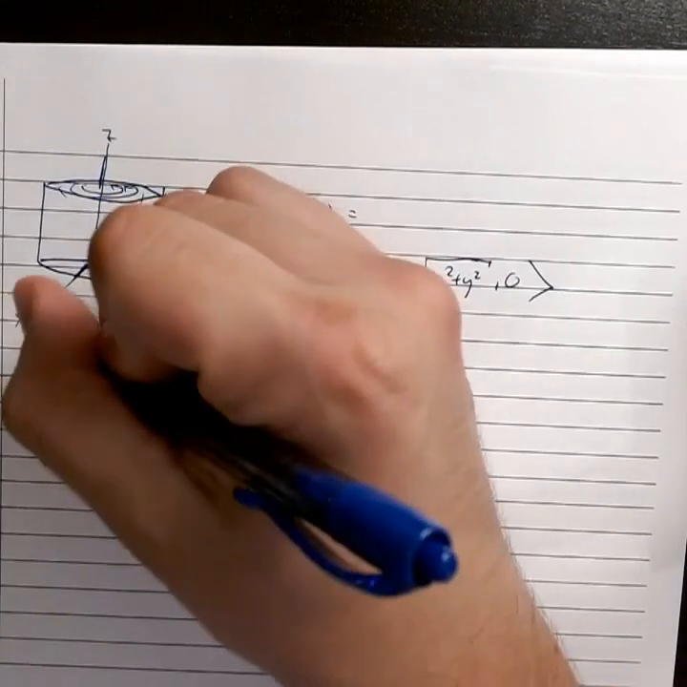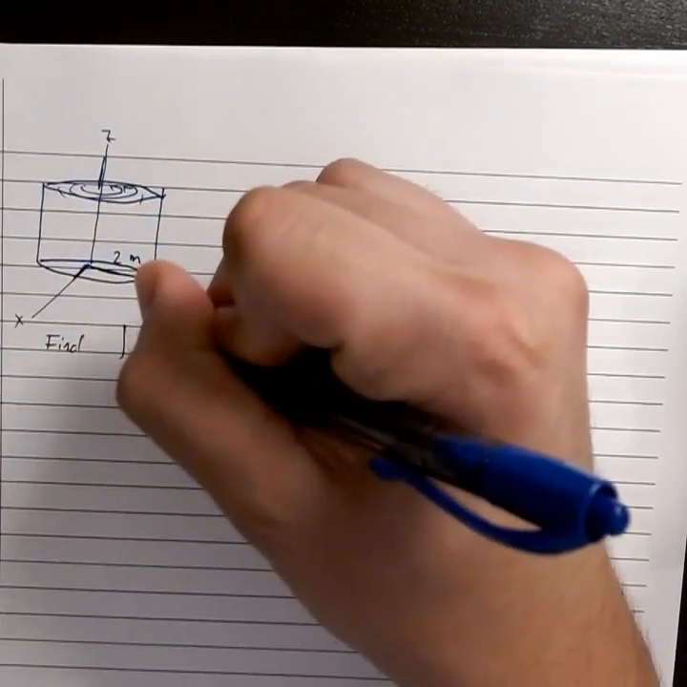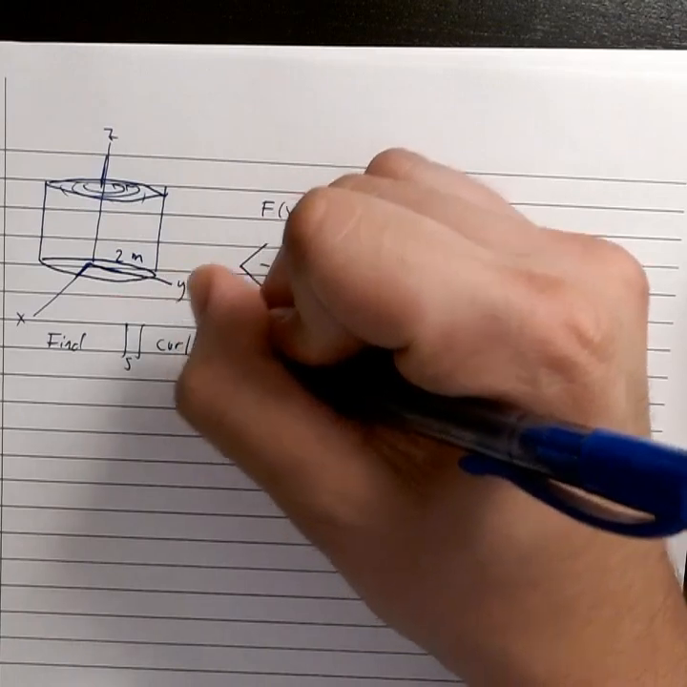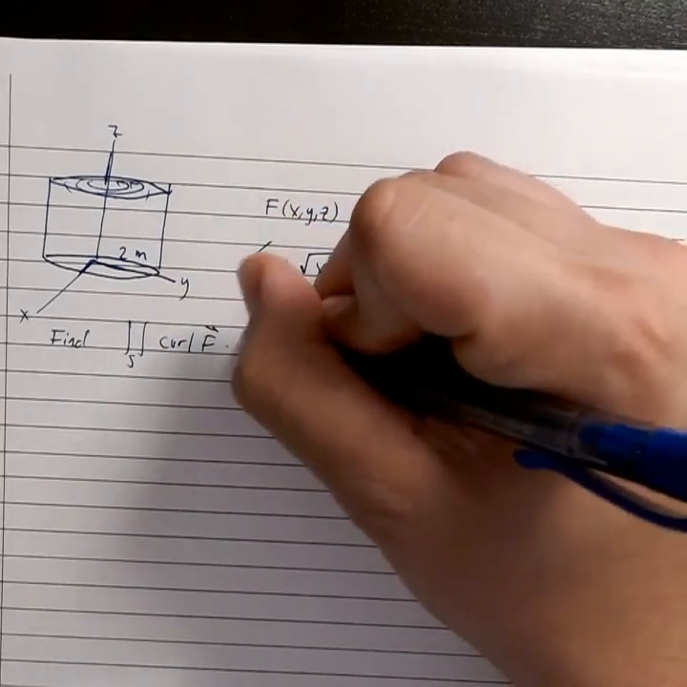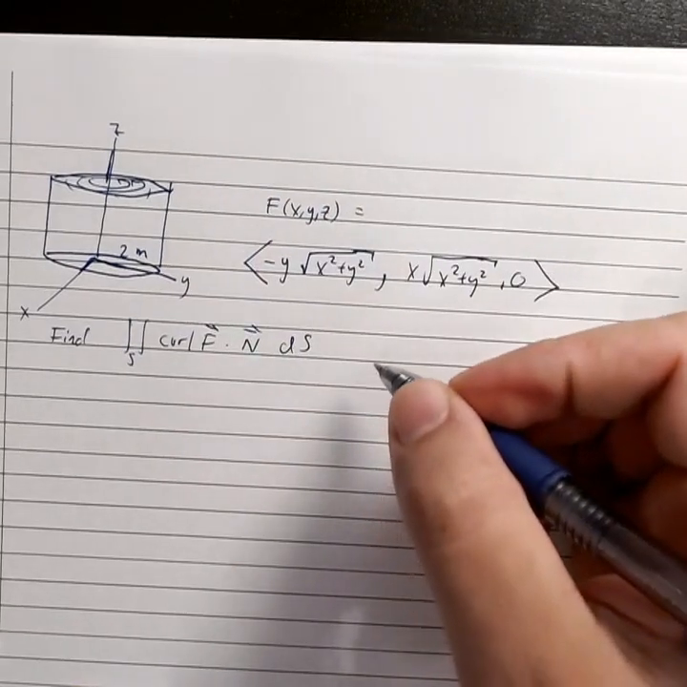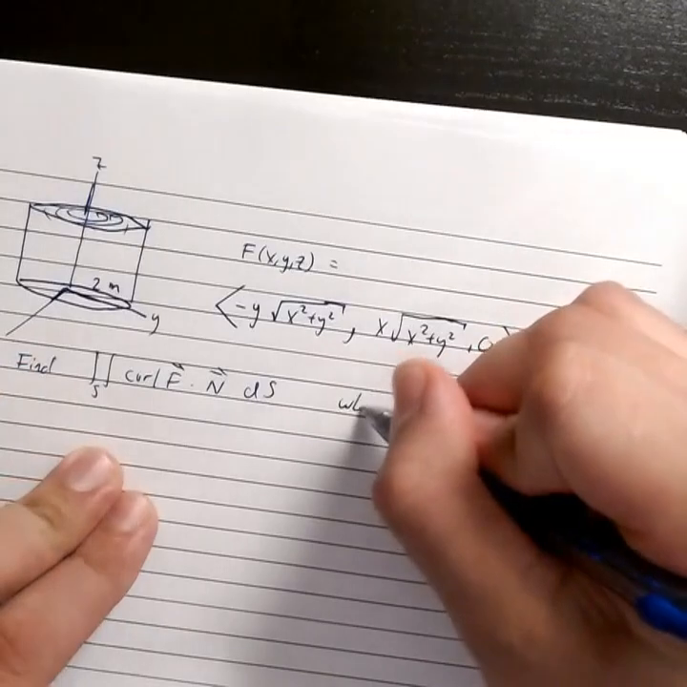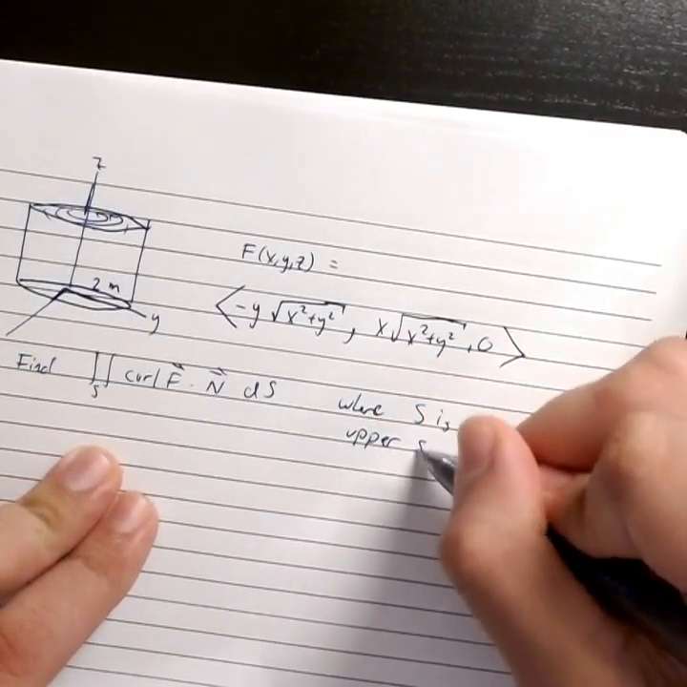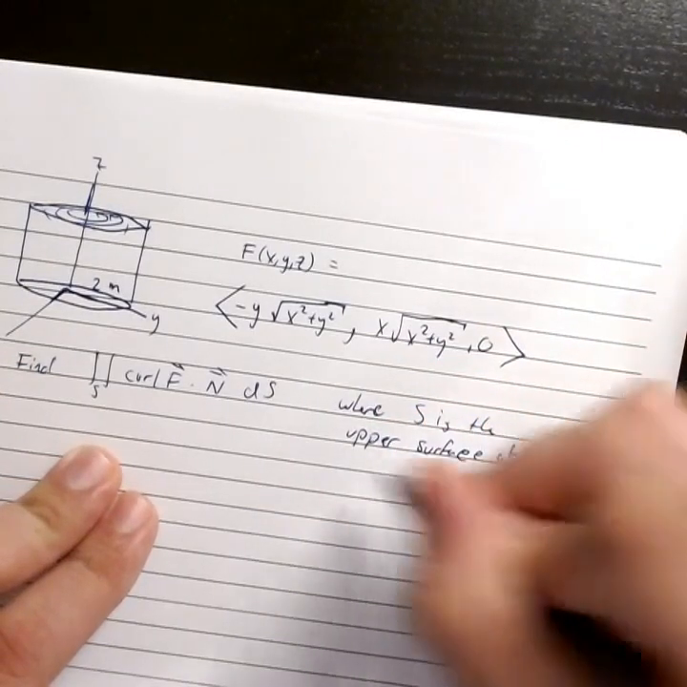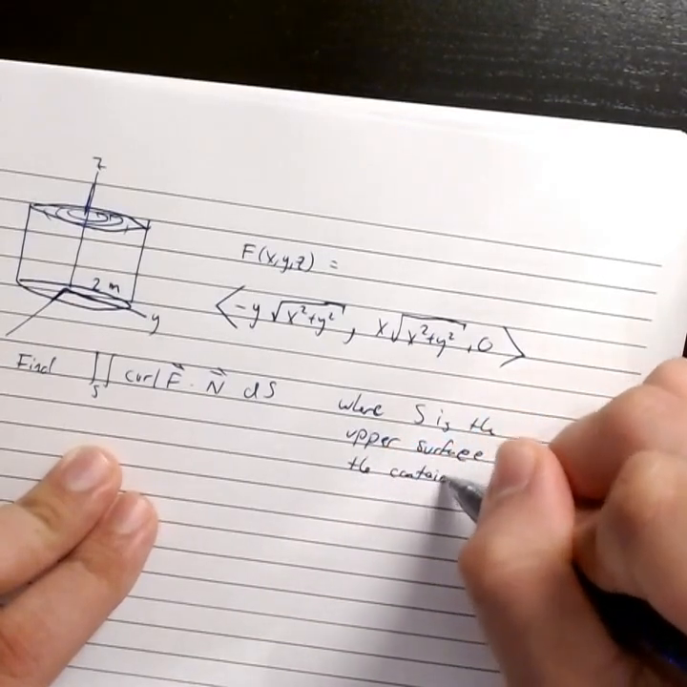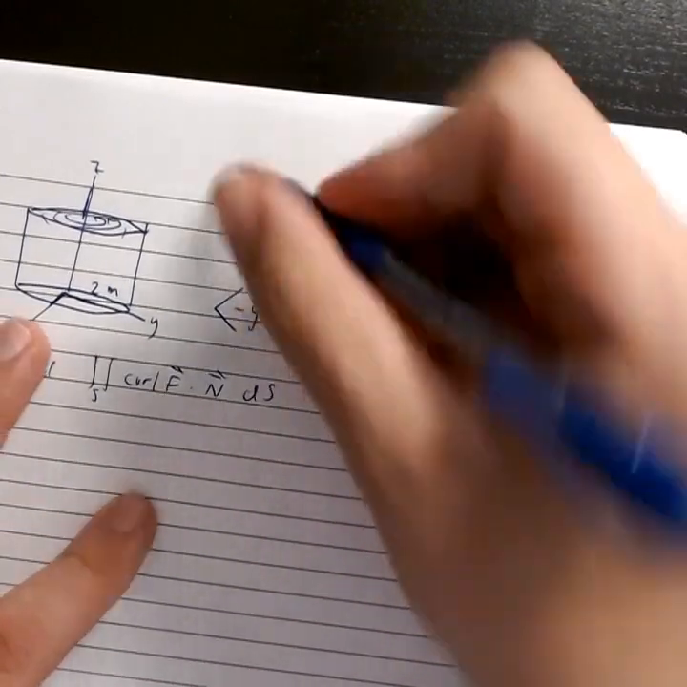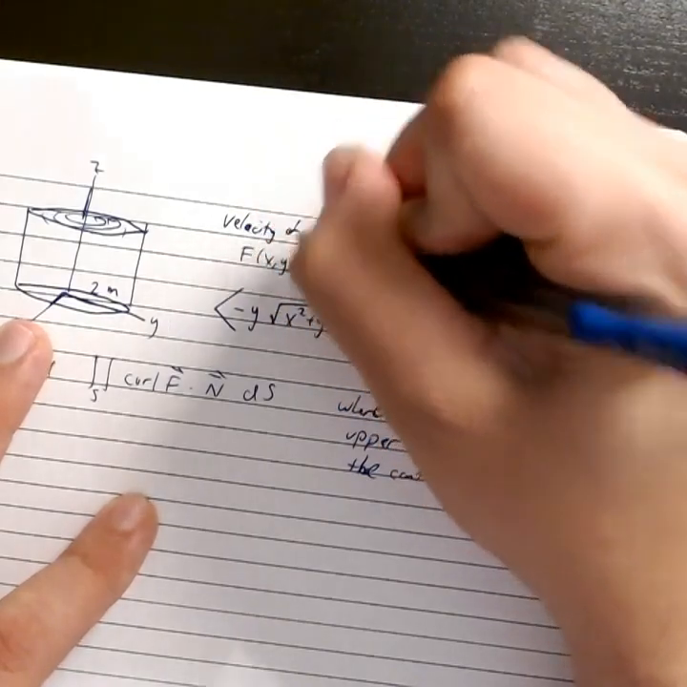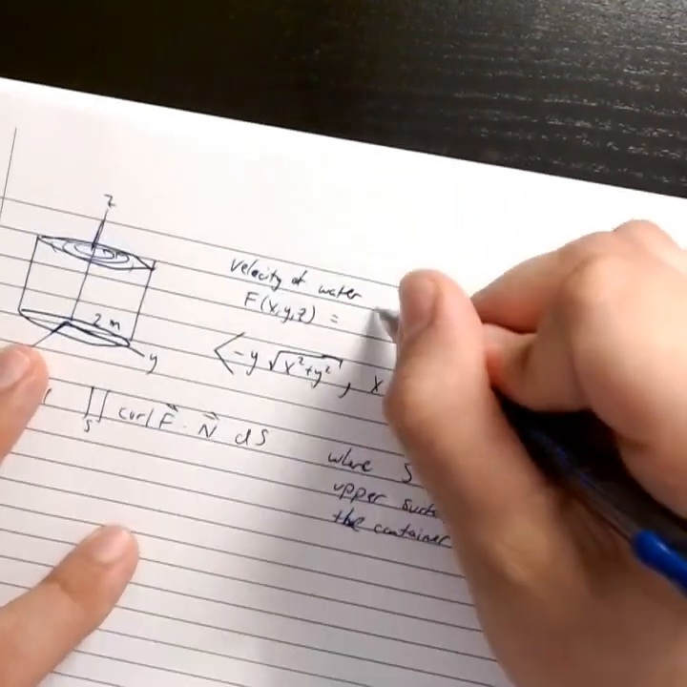And now the question is to find the double integral over S of the curl of f dot n dS, where S is the upper surface of the container. Here the vector field is the velocity of water particles at the surface.